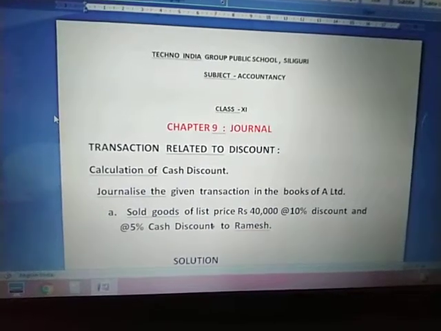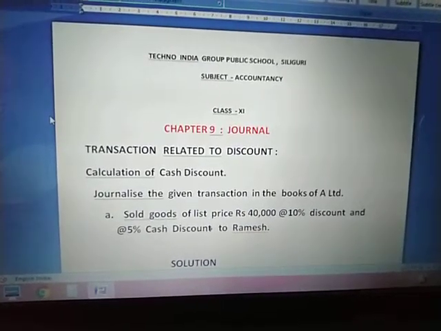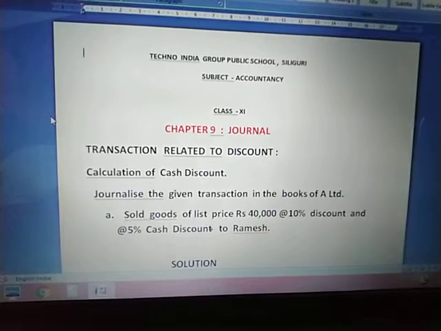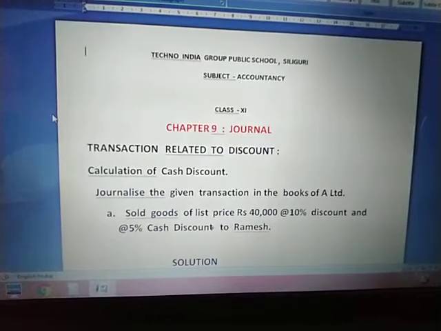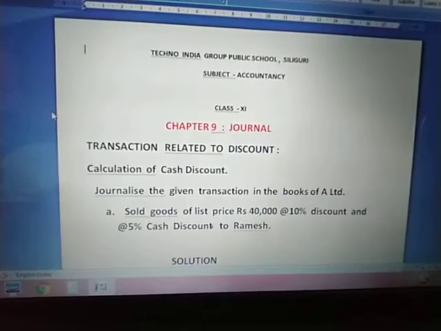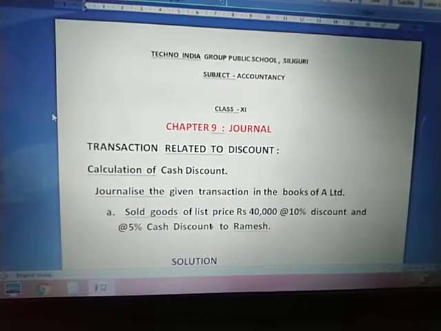Good afternoon, students. Today we will learn how to calculate the selling price when we are giving a trade discount as well as a cash discount.